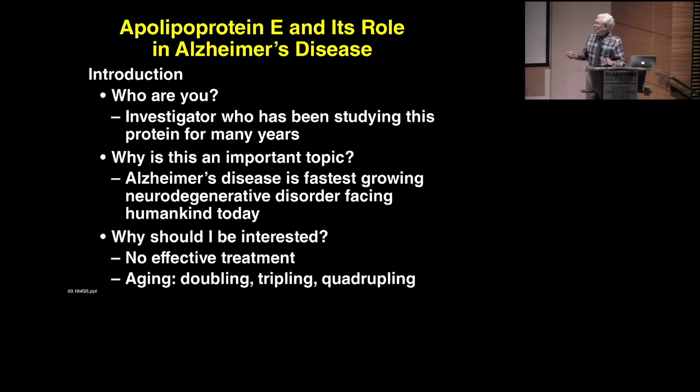Other possible components of the introduction, you can expand on who you are. As an investigator, I've studied this protein for years. Why it's important? Alzheimer's is a terrible disease, fastest growing neurodegenerative disorder facing humankind. Why should you be interested? Because there's no treatment. And it's doubling, tripling, quadrupling in prevalence because of an aging population.